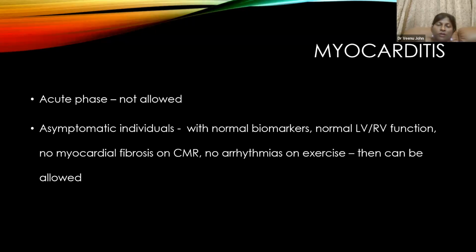Once they get into the resolving phase, if they are asymptomatic, we have to look at biomarkers, that is troponin, NT-proBNP, and CRP. They should be normal. Then we are looking at LV and RV function being normal, and we do a cardiac MRI which shows no evidence of myocardial fibrosis, so there is no late gadolinium enhancement, and no arrhythmias on exercise. Only then can we allow them moderate to high intensity activity.